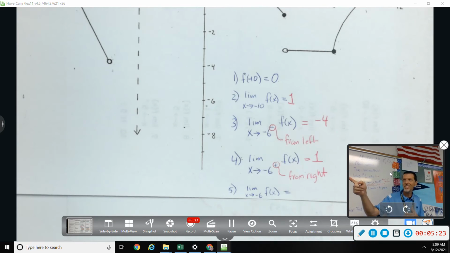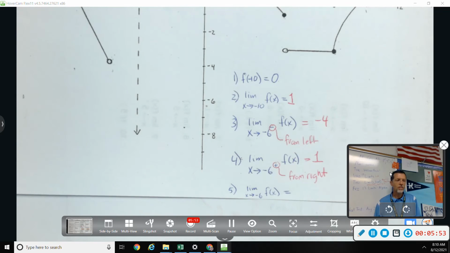Wait, question? Yeah, so does the open or closed circle change the limit? That's a great question. The open or closed circle doesn't matter to the limit at all, because the open or closed circle is what's going on at the point. The limit just means as I get close to the point. So when we actually get there, it doesn't matter because we don't get there. We just get close. The limit is the y value as we get close to the point.